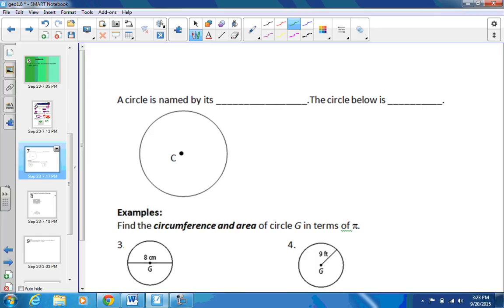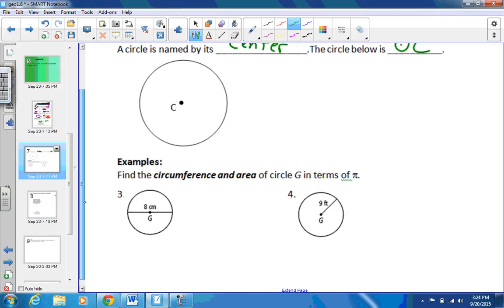So perimeter of a circle. So something about the circle. A circle is named by its center. There should always be a center point of a circle. It gives you a basis of where you can start things. It's also how you name a circle. So how you would say this is the circle below would be circle C. So it's just a circle with a center point in C.